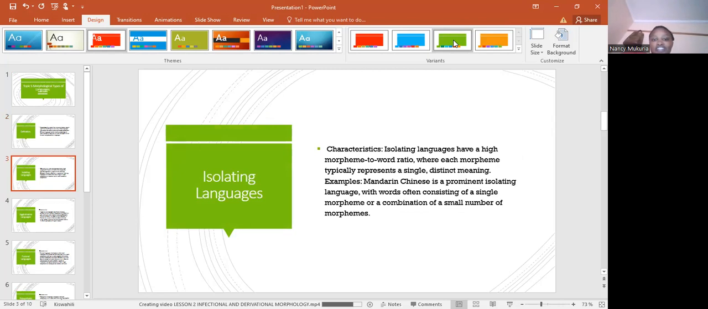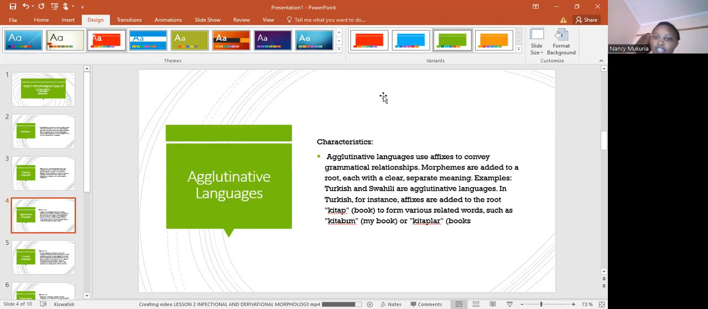Isolating languages. Characteristics: isolating languages have a low morpheme-to-word ratio, where each morpheme typically represents a single distinct meaning. For example, Mandarin Chinese is a prominent isolating language where words often consist of a single morpheme or a combination of a small number of morphemes. On to the next one.